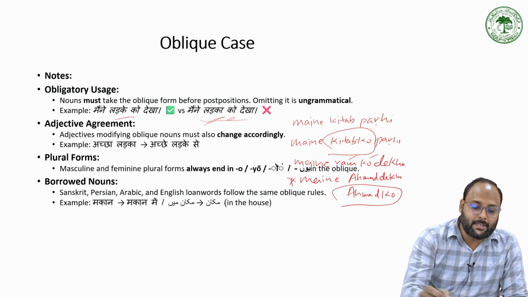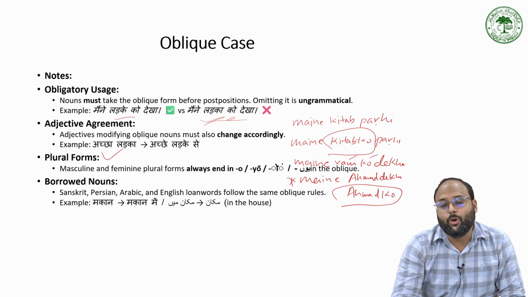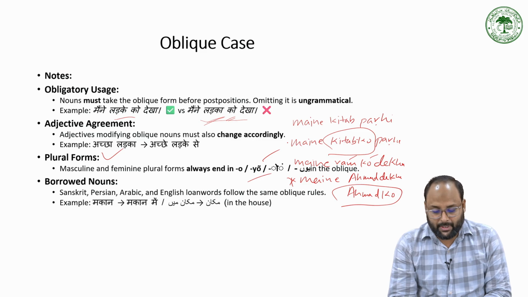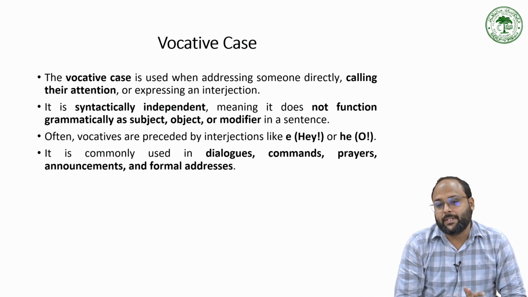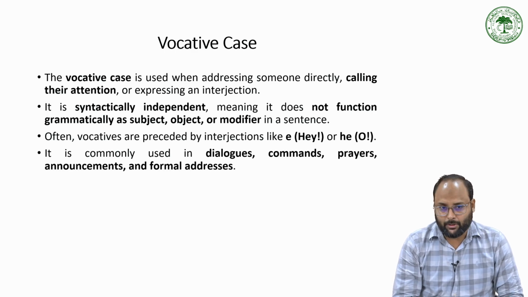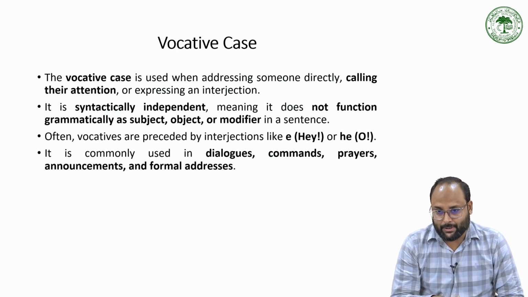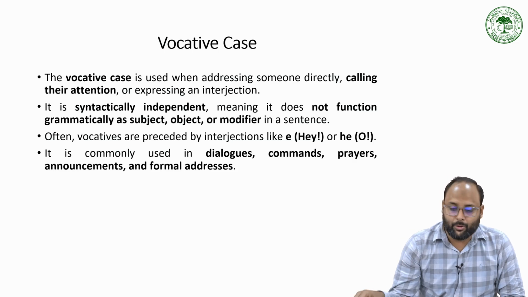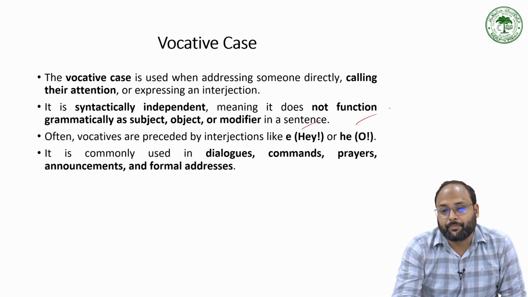So we have already discussed the plural form. For plural form we have o or yo. If it ends with a, it becomes ladko, and if it ends with i, it becomes ladkiyon. We take the yo for the oblique case. Now come to the vocative case. The vocative case means when any noun is used independently in a sentence to call attention. So they are syntactically independent, and there is no function of subject, object, or modifier in the sentence. So we are just using a and o to represent the interjection.